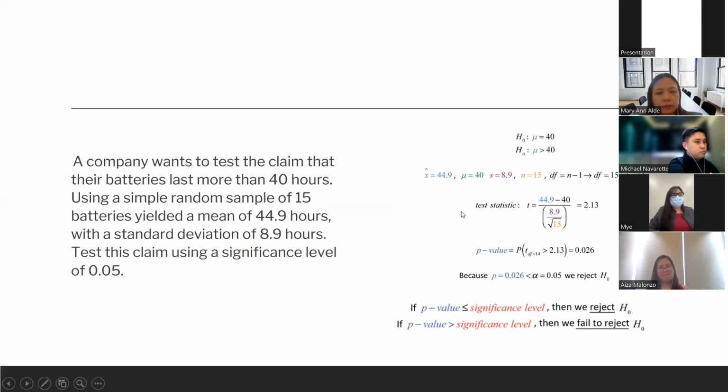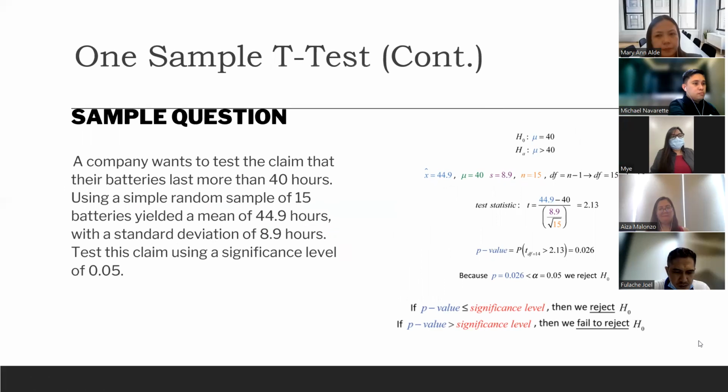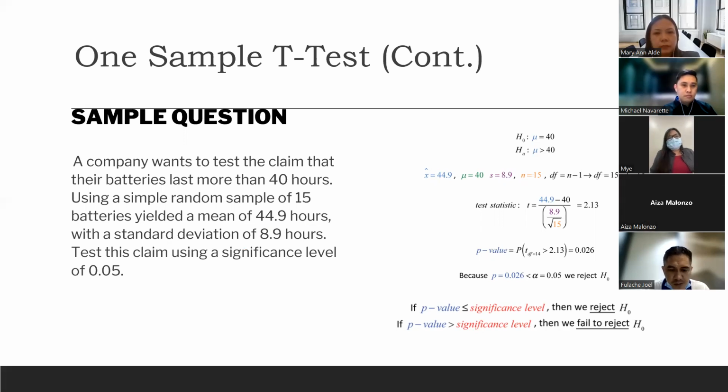On the next slide, 40 hours is the population mean. The 15 batteries is the sample size, while the 44.9 is the sample mean, and 8.9 is the standard deviation. So when this is calculated, the p-value is equal to 0.026, which is lower than the significance level of 0.05.